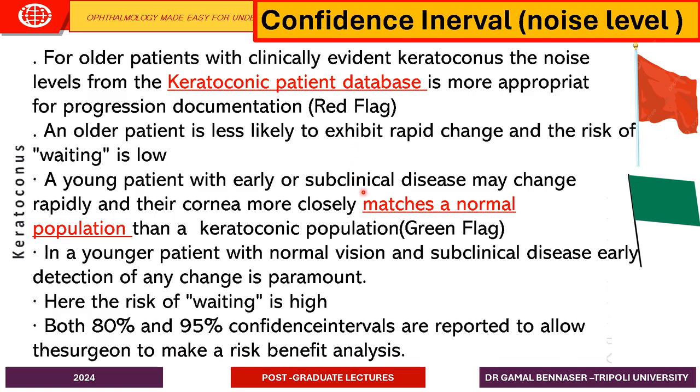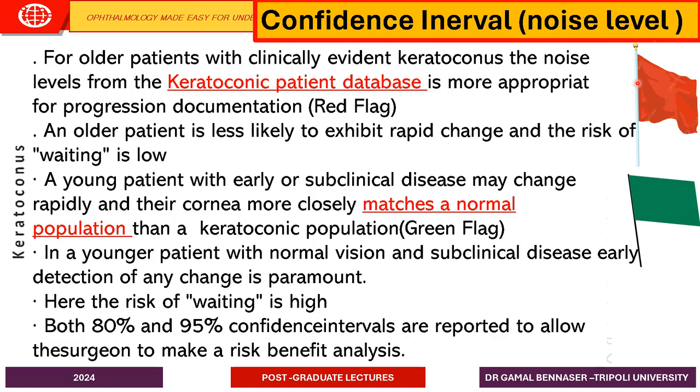Now, as I said earlier, we have to compare the data recorded from the patient with the data stored in the system, either with the keratoconic population or normal population. Now, if your patient is an old patient and has clear evidence of keratoconus, we compare his data with the keratoconus patient data, which is flagged as red. And if he crosses the confidence interval, which is between 80 to 95%, and these changes are beyond the noise level of this calculation, we regard that this patient is abnormal and he has a progression.